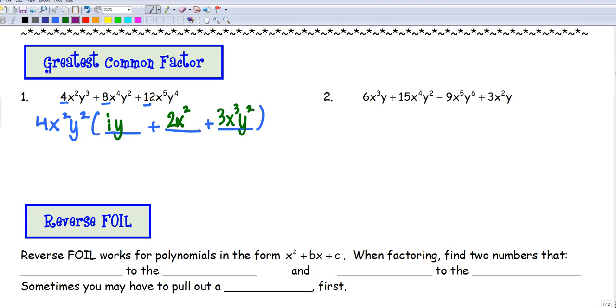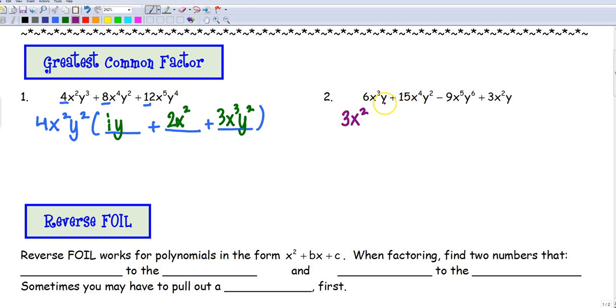All right, let's try another one. Notice you have 4 terms this time. That means you'll have 4 terms in your parentheses. We look for the number GCF first. You have 6, you have 15, 9, and 3. You can pull out a negative if you'd like. I usually just pull out the positive. It doesn't really matter. I'm going to take out the 3. And they all have an x, which means x is a part of our GCF. And we take the biggest one that they all have, which would be x squared.